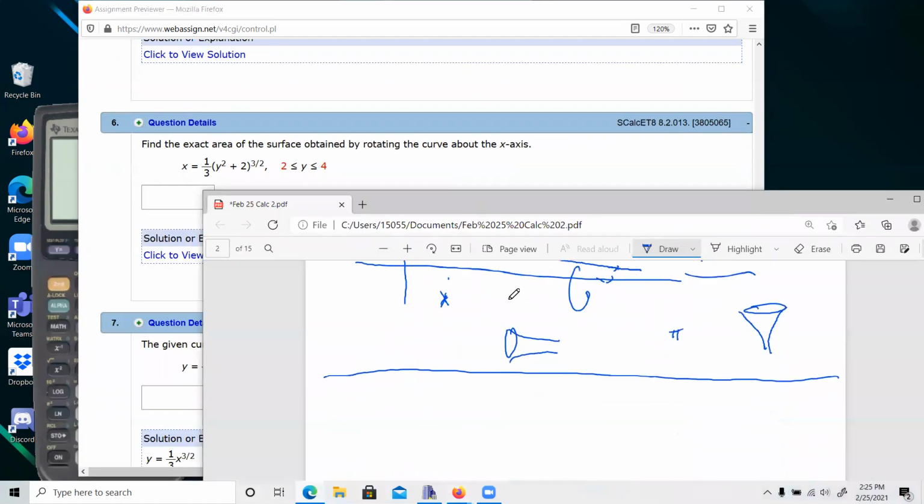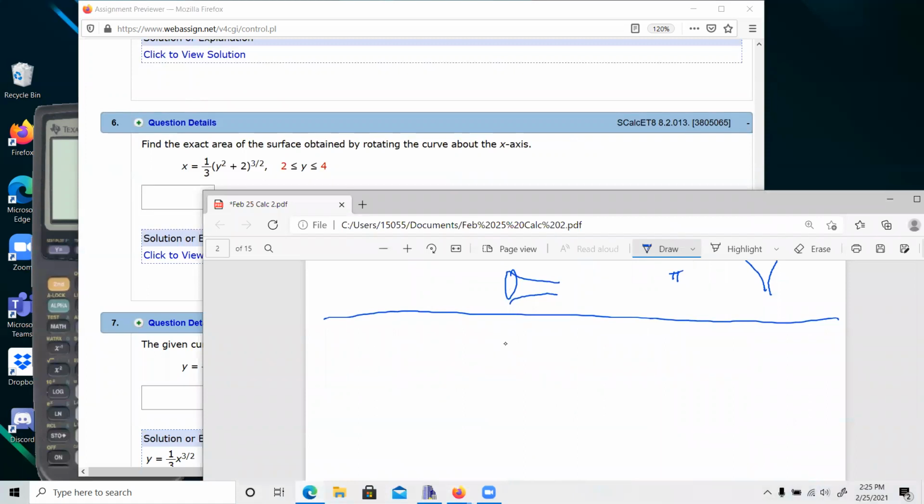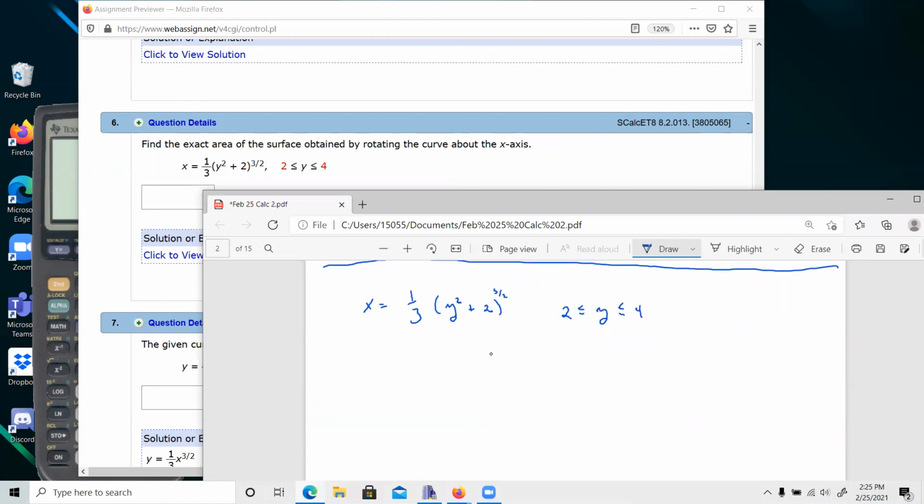So what we've got here is x equals 1/3 (y squared plus 2) to the 3/2, with 2 less than or equal to y less than or equal to 4. I don't really know what this graph is going to look like, because I would have to multiply by 3, take everything to the 2/3 power, subtract 2, and then y equals plus or minus this thing.